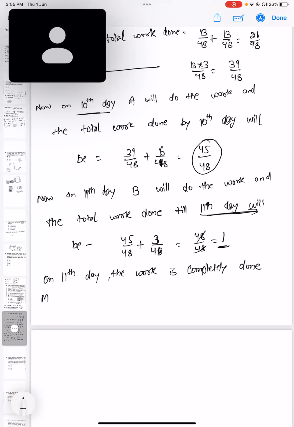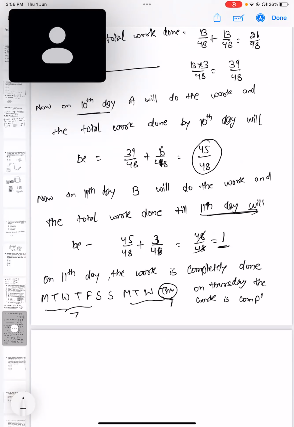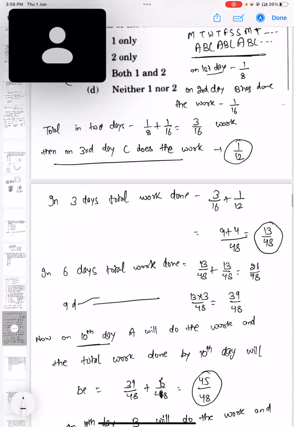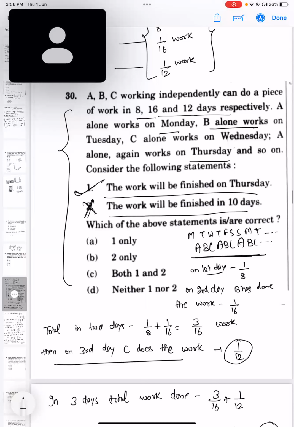Monday, Tuesday, Wednesday, Thursday, Friday, Saturday, Sunday, 7. Then Monday, Tuesday, Wednesday, and Thursday, 11. So on Thursday, the work is completed, right? So option 1 is correct. So which of the above statements is or are correct? So only one. Fine. Let's proceed to the next question.